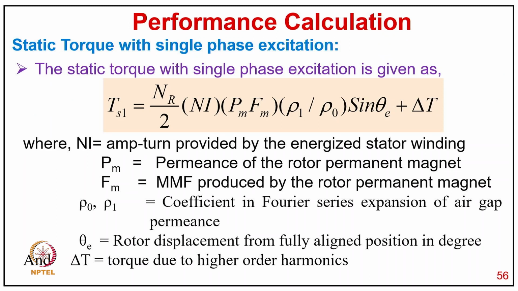So typically the static torque with the single phase excitation is given as TS1 equal to (Nr/2)(NI · PM · FM · rho1/rho0) sin(theta_I) + delta T, where NI is the ampere turns provided by the energized stator winding, PM is the permeance of the rotor permanent magnet, and FM is the MF produced by the rotor permanent magnet, and rho0 and rho1 are coefficients of the Fourier series expansion of air gap permeance, and theta is the rotor displacement from the fully aligned position in degrees, and delta T is the torque due to the higher order harmonic.